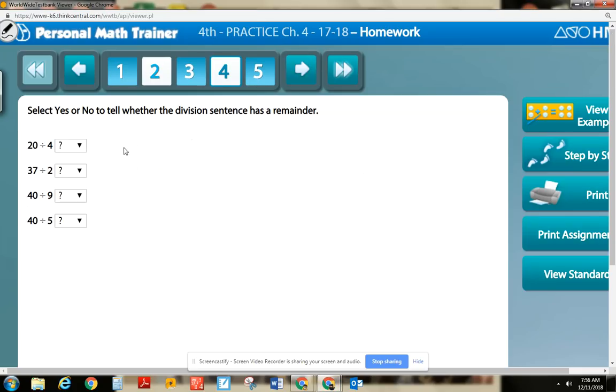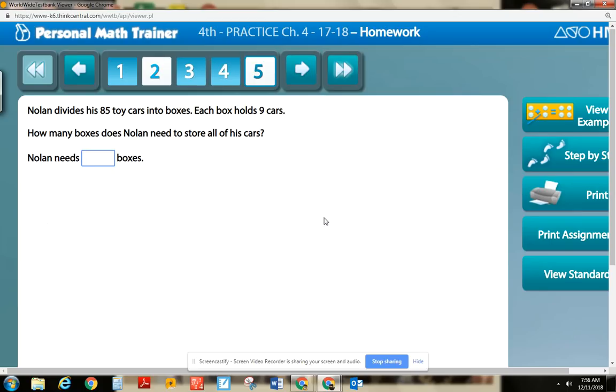Number 4. Select yes or no to tell whether the division sentence has a remainder. So if it has a remainder, you click yes. If it doesn't have a remainder, you click no. So divide. If there's something left over, you have to click yes. So if it has a remainder, click yes. Number 5.